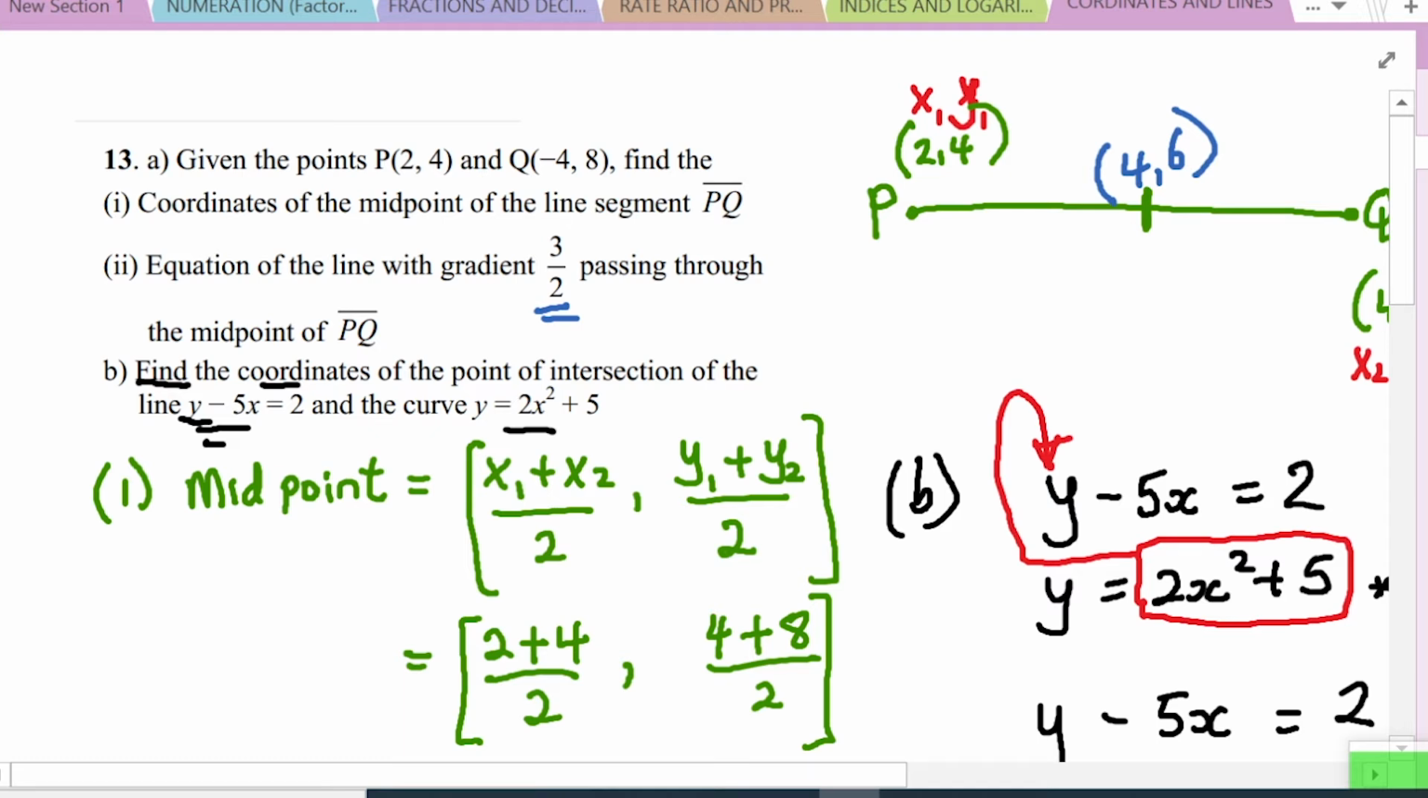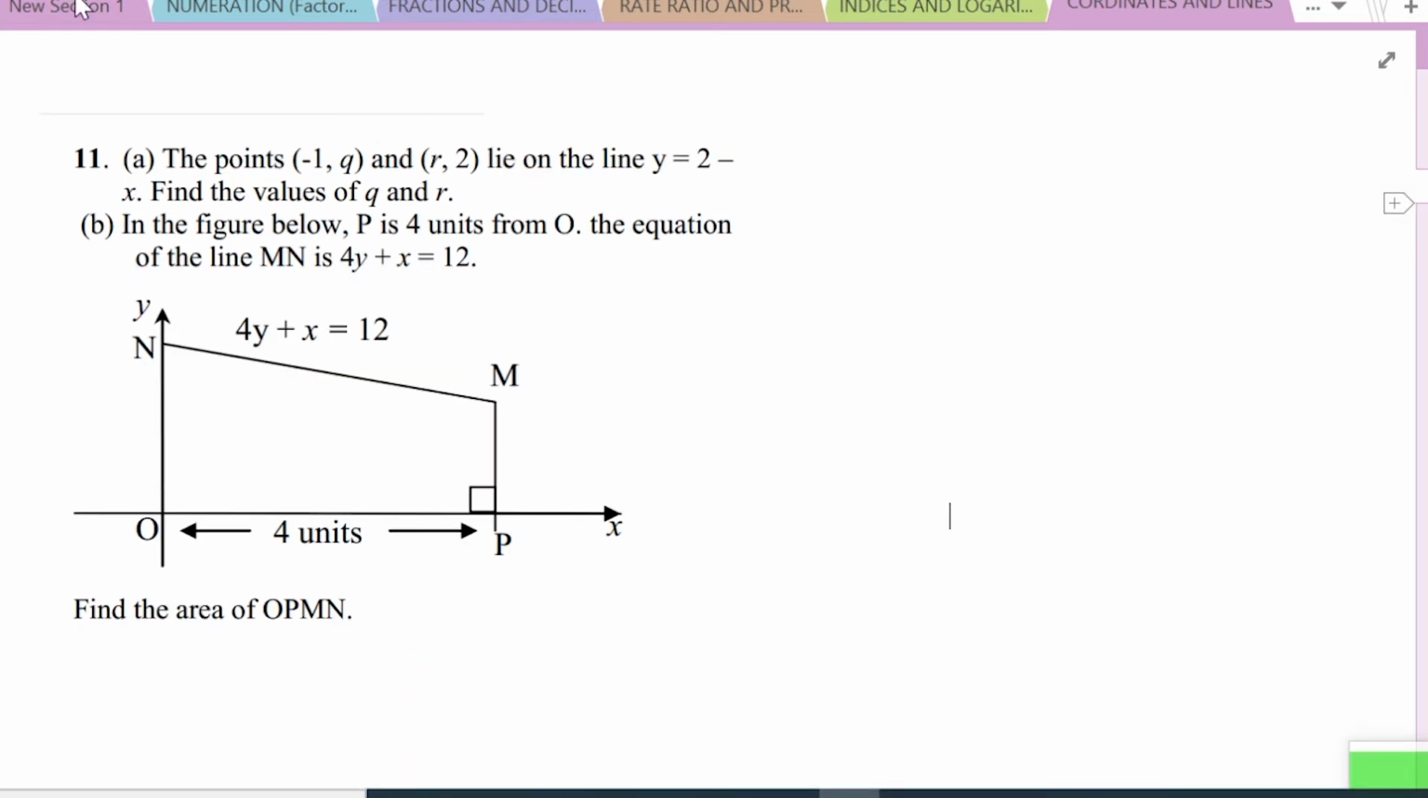So we have here the points (1, q) and (r, -1), (q, r, 2) lie on the line y is equal to 2 minus x. Find the values of q and r. So we have these points. They lie on this line, the line y is equal to 2 minus x. So they want us to find the values of q and r.